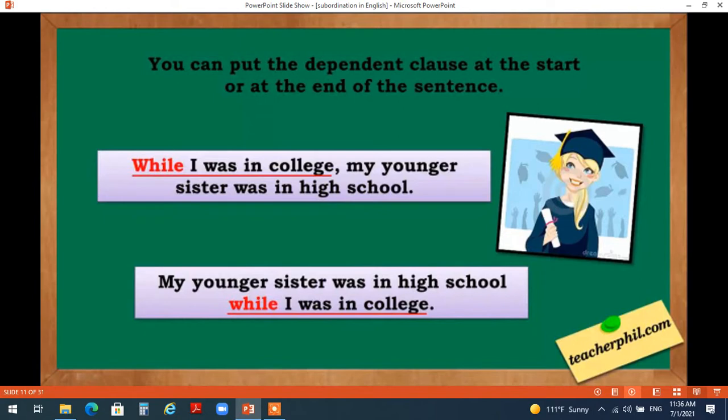So you can say, for example, while I was in college, my younger sister was in high school. Here we have started by using the subordinator. Or the same sentence could be put in a different way by saying, my younger sister was in high school while I was in college. So as you can see here, this is an important feature which distinguishes subordinators from coordinators. Coordinators are usually fixed in their position, while subordinators are flexible in being used in different positions.